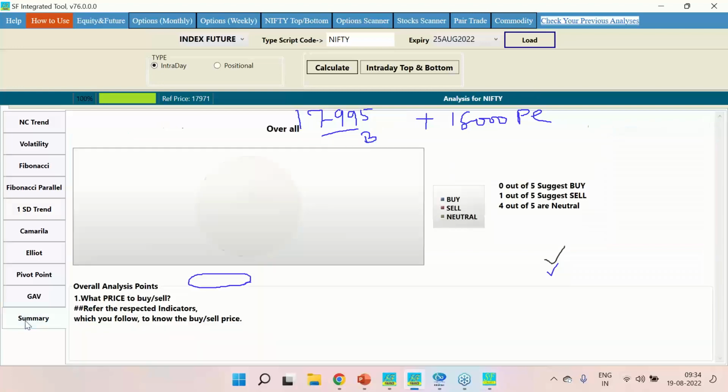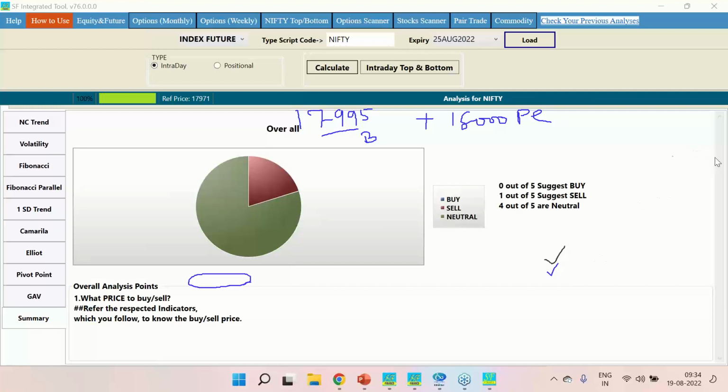Here there is also a summary section. It says that 4 studies are neutral, 1 is for sell, and buying, nothing is recommended. This summary section is very important for our tool. Here we can get what all the studies, Fibonacci, one standard deviation, Elliott, are recommending.